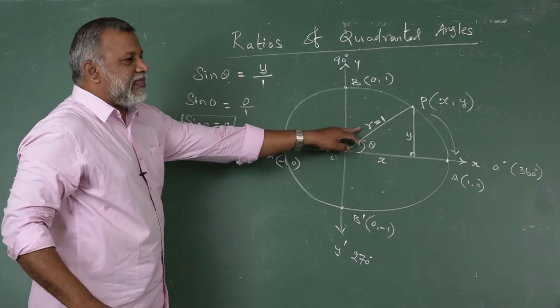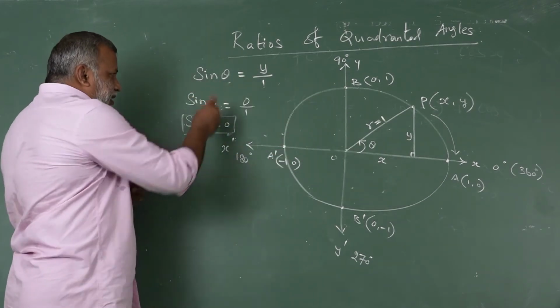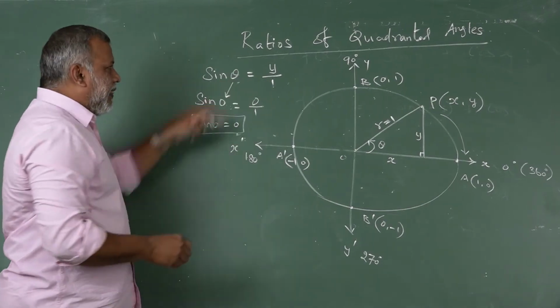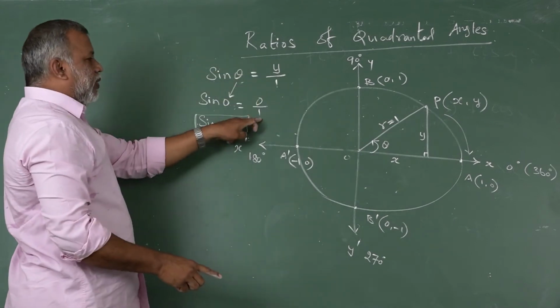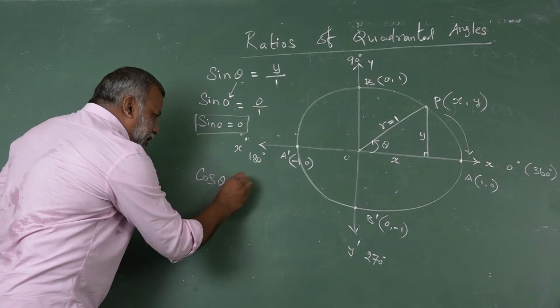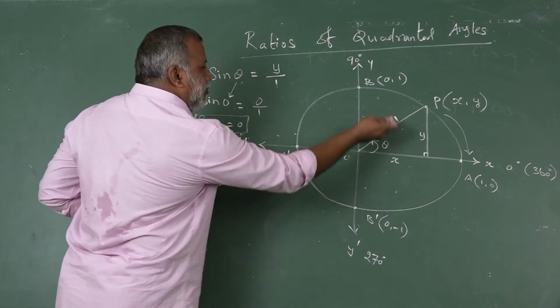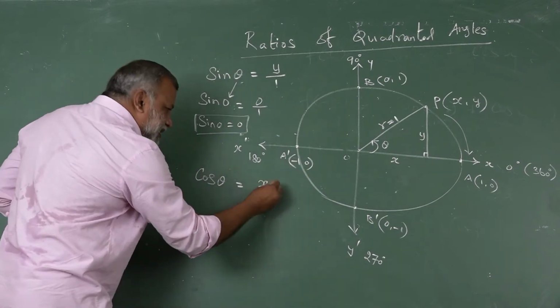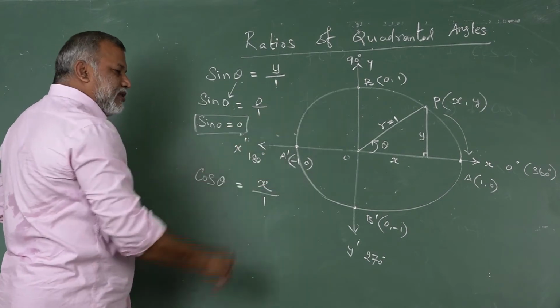Here, hypotenuse is nothing but radius 1 unit. So, y by 1. I am replacing theta as 0, then replacing y as 0. 0 by 1, 0. In the same way, think about cos theta. What is the basic rule of cos theta? Adjacent by hypotenuse. Here adjacent is x, hypotenuse is generally r, but here radius is 1.